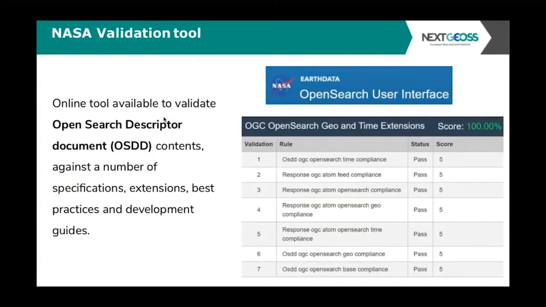So let's talk a bit about the interesting part, the NASA validation tool and how it has helped us to fulfill everything that OpenSearch requires from us. The NASA validation tool is an online tool that is available to validate the OpenSearch description document contents against a number of different specifications, extensions, best practices, and development guides. It gets also updated, so you're up to date with everything.